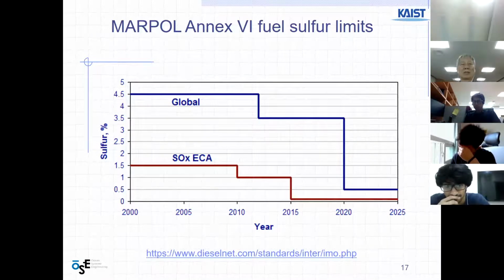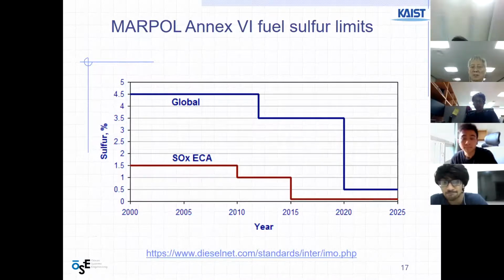And MARPOL is marine pollution. And you see that we are now in the year 2020. The sulfur percentage should be lowered very drastically, a much bigger difference in 2020. So the designer of the ship should know about this kind of change, so that you know how much pollution is coming from your design. So you should select well what kind of engine and what kind of devices should be used.